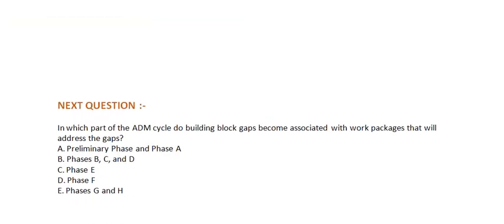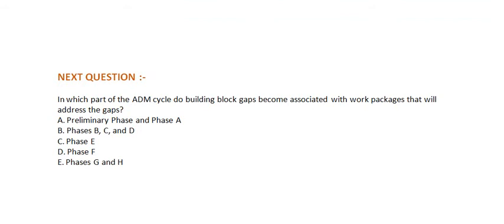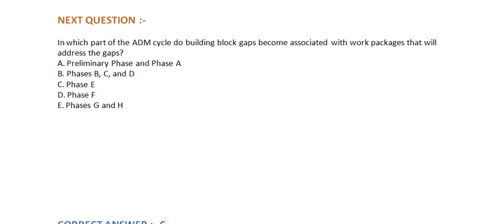Next question is, which part of the ADM cycle do building block gaps become associated with work packages that will address the gaps? Option A, preliminary phase and phase A. Option B, phase B, C, and D. Option C, phase E. Option D, phase F. And option E, phases G and H. The correct answer is option C.